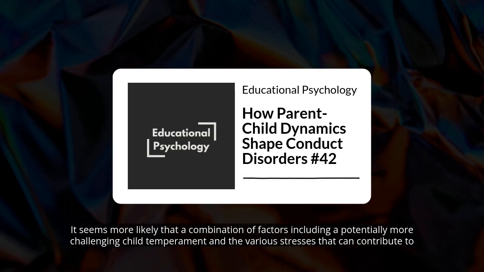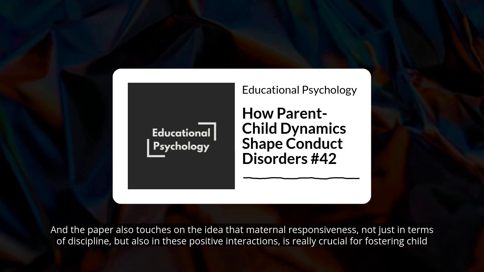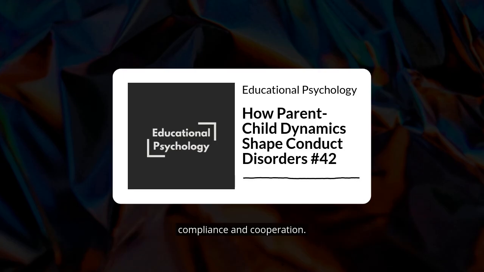It seems more likely that a combination of factors, including a potentially more challenging child temperament and the various stresses that can contribute to depression, create a complex web of challenges that affect both positive and negative interactions within the family. And the paper also touches on the idea that maternal responsiveness, not just in terms of discipline, but also in these positive interactions, is really crucial for fostering child compliance and cooperation.